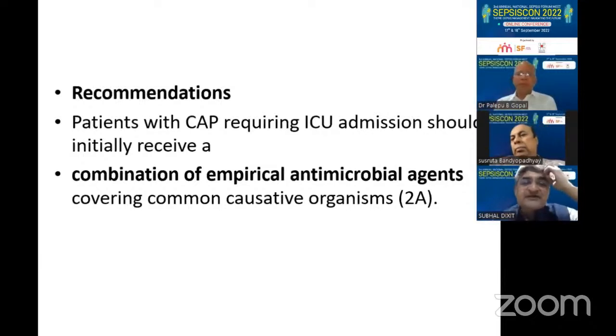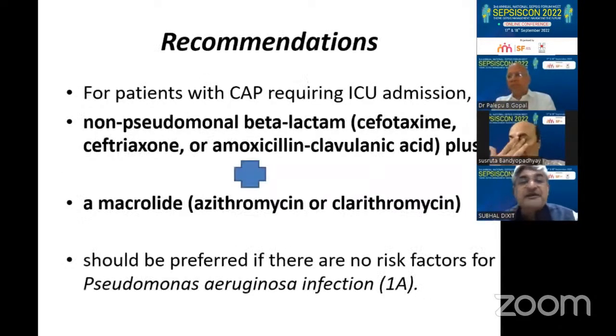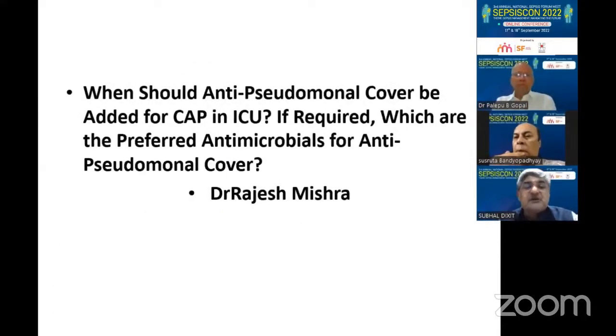Yeah, thank you, Dr. Gopal. The recommendations also say that those patients should receive a combination therapy of empirical antibiotics covering all the causative organisms. And as Dr. Gopal rightly said, you should know the local flora and what antibiotics this patient has received before, and of course obtain the cultures. The recommendations here are already given: a beta-lactam antibiotic, of course, with a macrolide to cover the atypical spectrum.